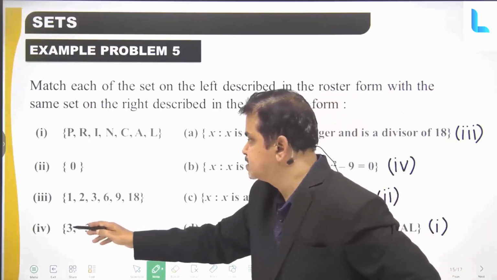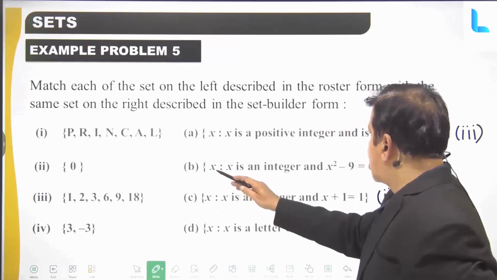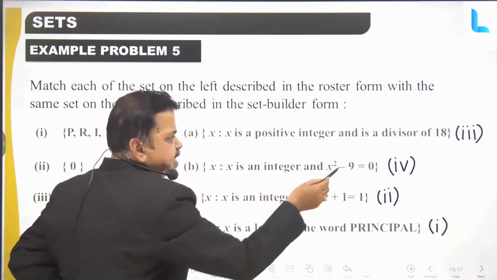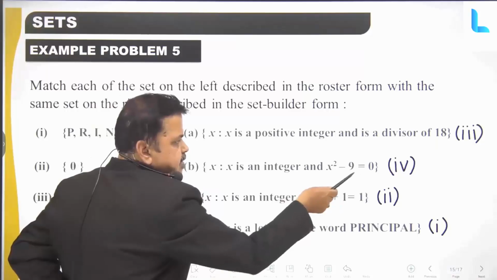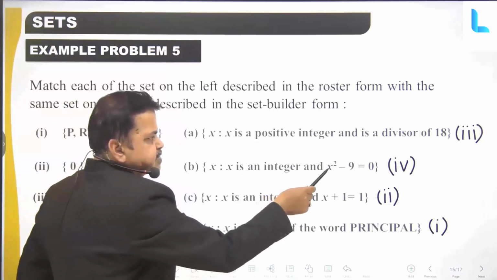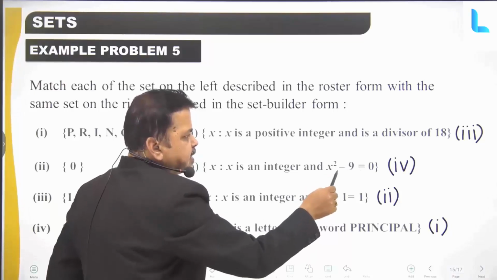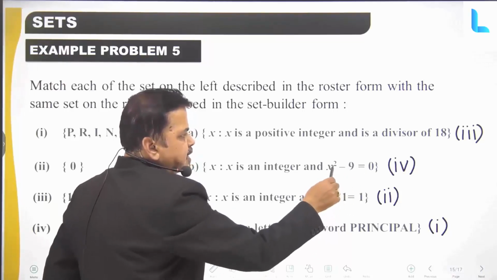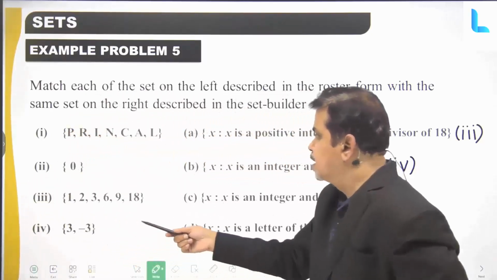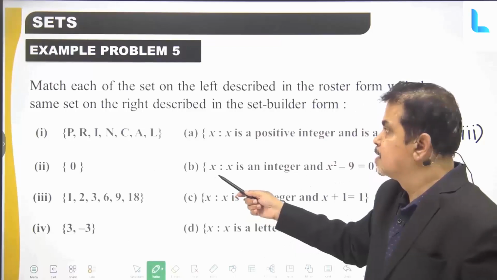And if you go to the last one, that is 3 and minus 3, you are left with only option B. Option B is x is an integer and x square minus 9 equal to 0. If you take this example and solve for x, it can be written as x square is equal to 9, so the square root of 9 is plus and minus 3. So you can match these two: 4 matches with B.